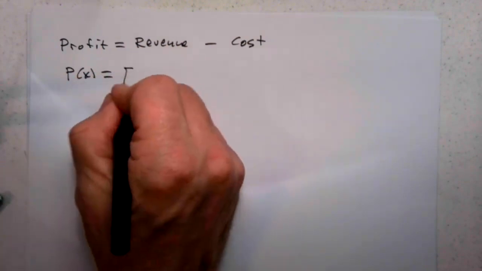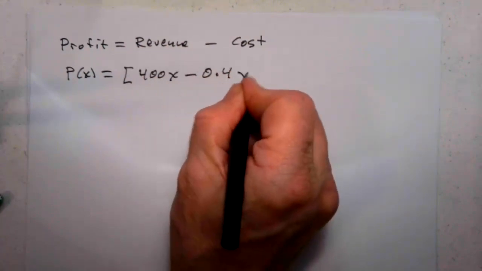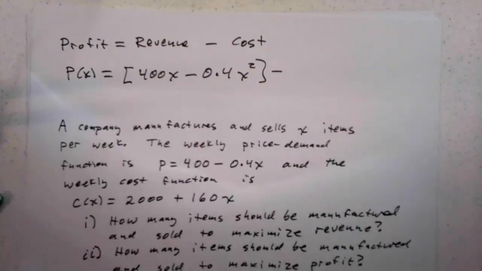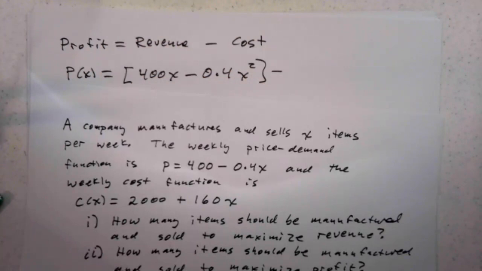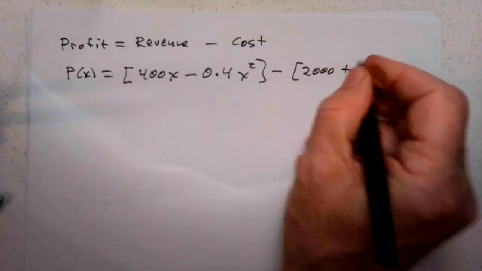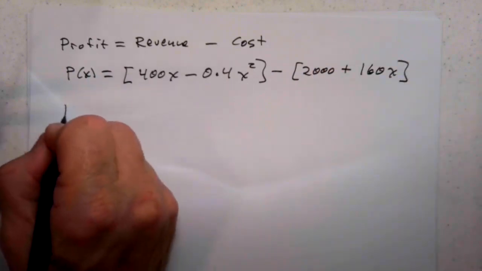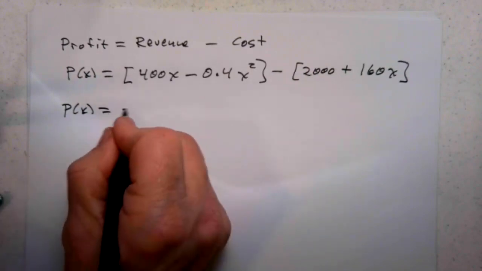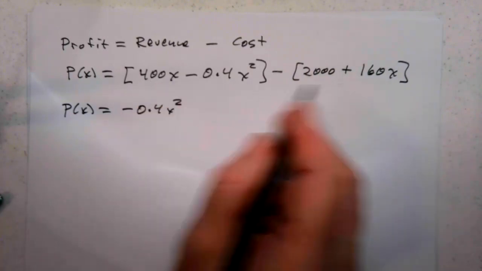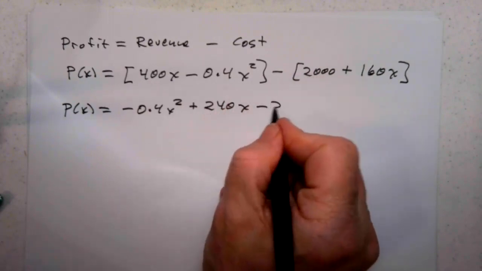The revenue function, which you did on the previous example, was 400x minus 0.4x squared. Our cost function, which we gave on the first page, was 2,000 plus 160x. Let's simplify this a little bit if we can. We'll start with negative 0.4x squared. 400x minus 160x is what, 240x, minus 2,000.